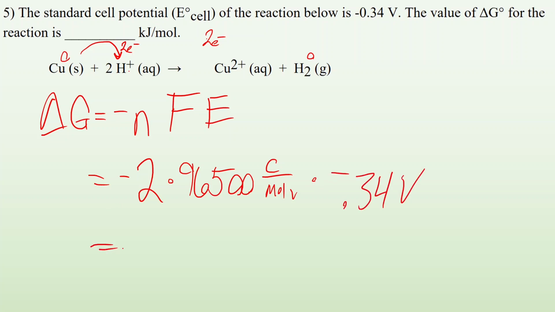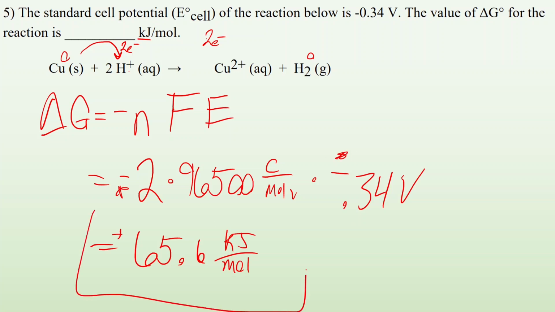When I plug and chug, I get 65.6 kilojoules per mole. I skipped the conversion factor to get kilojoules because I think y'all get that by now. And it is a positive value because we have a negative here and a negative here. So when you multiply 2 negatives, you get a positive.